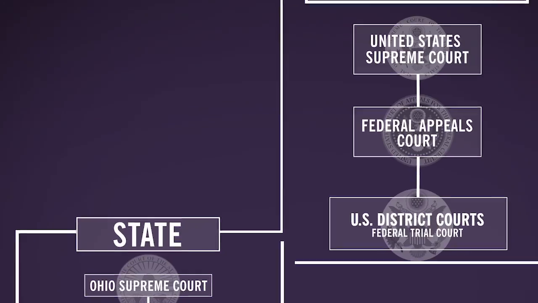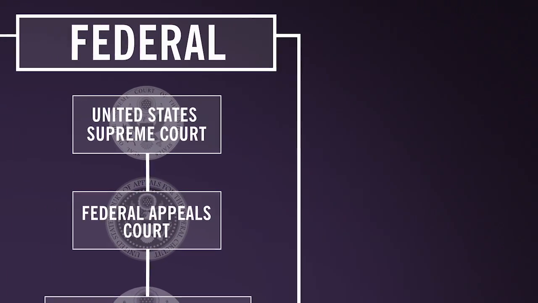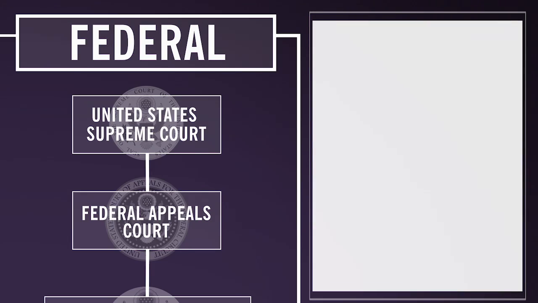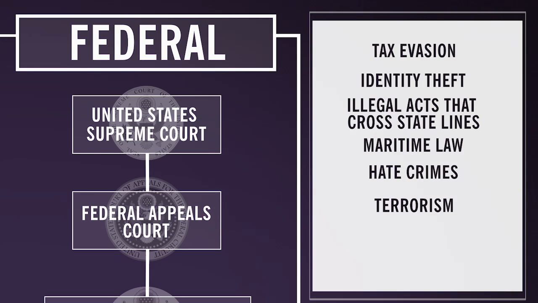Crimes can be prosecuted under either state criminal law or federal criminal law. Some crimes fall under federal criminal law only. Cases such as tax evasion, identity theft, illegal acts that cross state lines, maritime law, hate crimes, or terrorism can only be prosecuted in the federal court system.